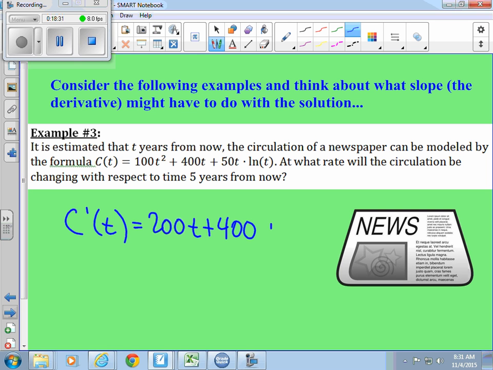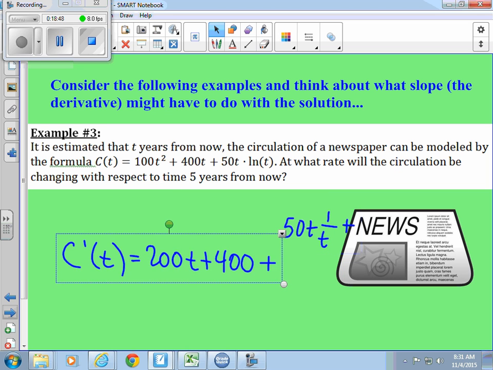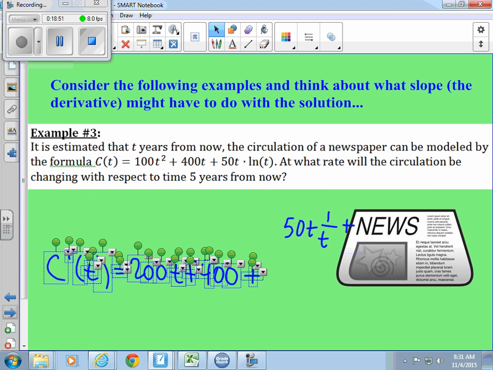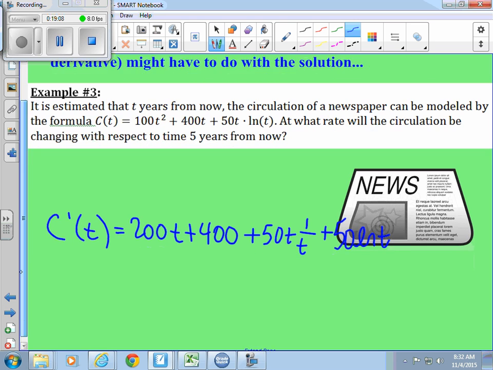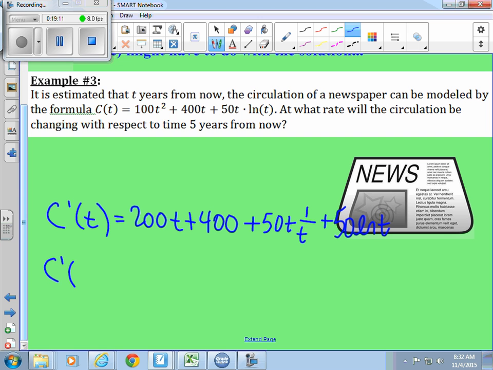What do I have to do on the 15T natural log T? That's a little bit different. Is that what you're doing with the equation, finding the derivative and then I will plug in the 5? You could simplify first, or you could just go ahead and plug in 5.